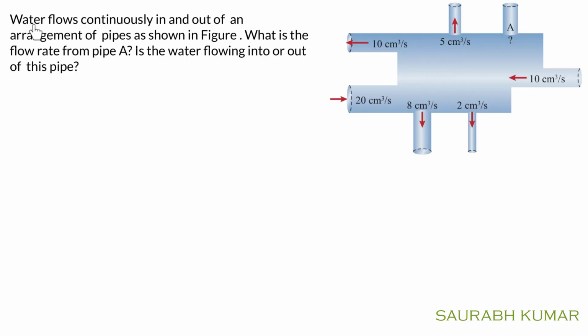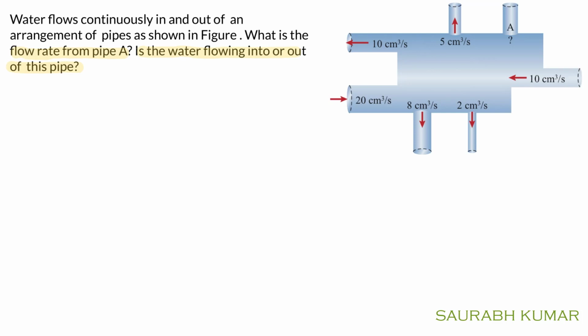First question: water flows continuously in and out of an arrangement of pipes as shown in the figure. What is the flow rate from pipe A? Is the water flowing into or out of this pipe? Let us use the equation of continuity to prove this, and we will use the fact that water entering and water exiting this pipe must equal each other.